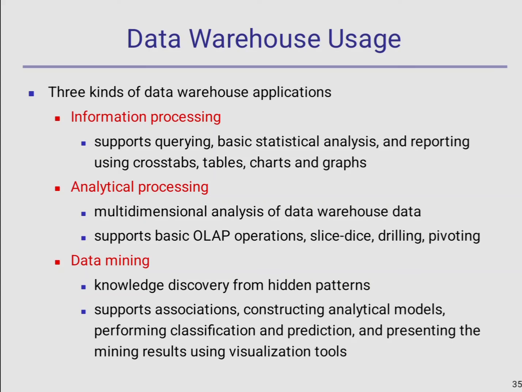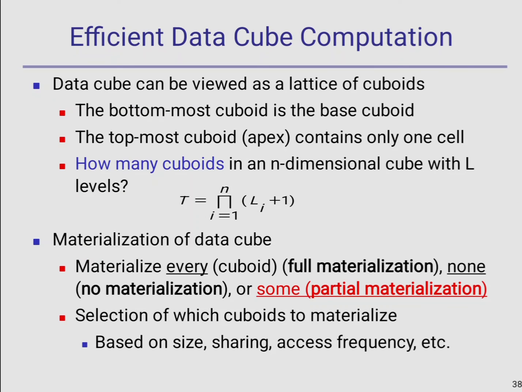In data warehouse usage, we have three kinds of data warehouse applications: information processing, analytical processing, and data mining. Information processing supports querying, basic statistical analysis, and reporting using crosstabs, tables, charts, and graphs. In analytical processing, we have multi-dimensional analysis of data warehouse data, which supports basic OLAP operations: slice, dice, drilling, pivoting. In data mining, we have knowledge discovery from hidden patterns, supporting association, constructing analytical models, performing classification and prediction, and presenting the mining results using visualization tools.